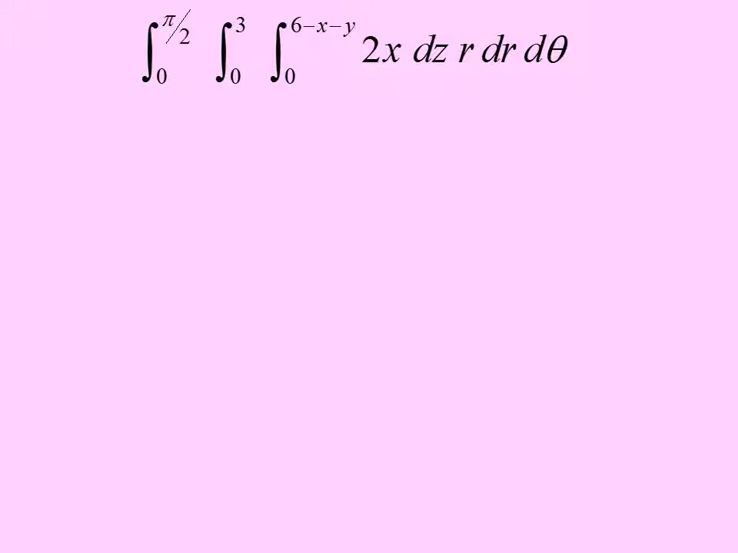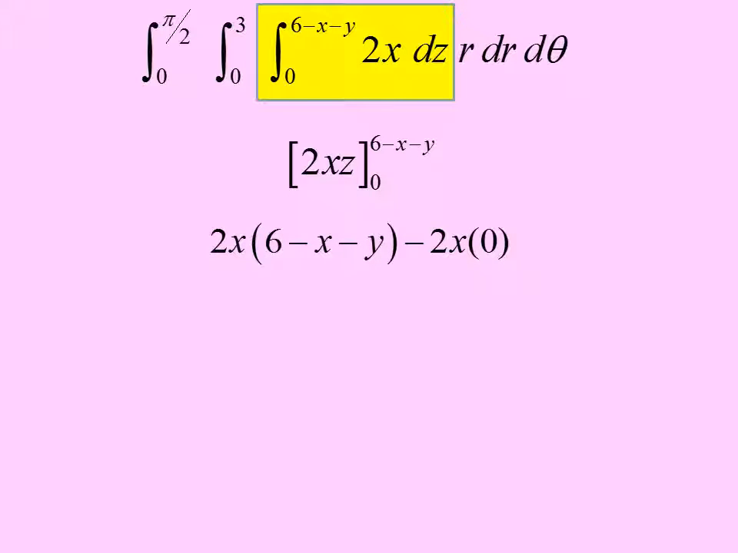And once again, the mechanics for evaluating this are to start on the innermost integral. Well, we're integrating first with respect to z, so since this doesn't even contain any z's, we would just copy that down and stick a z on it. And then we'll substitute for the z, the 6 minus x minus y, and the 0, and subtract.